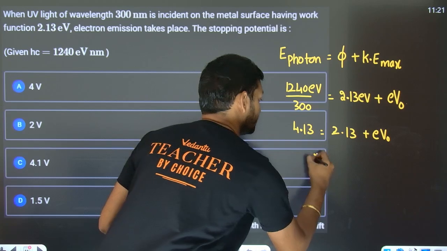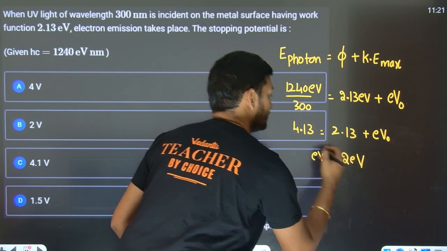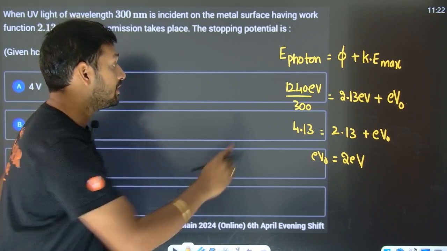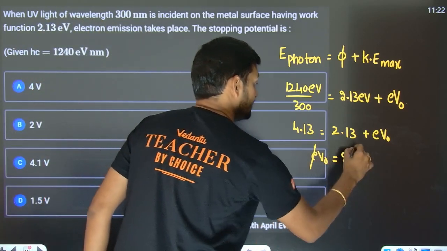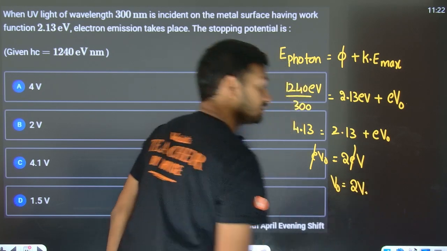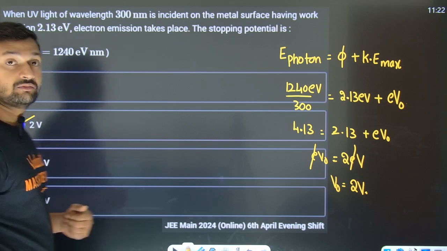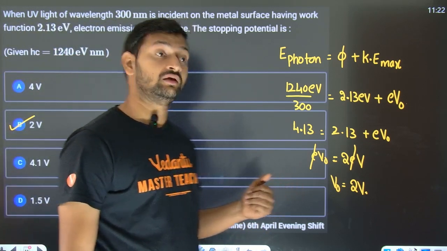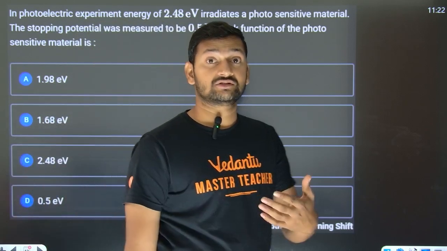So from here, eV naught is 2 electron volt, because 4.13 electron volt minus 2.13 electron volt will give you 2 electron volt. e and e can be cancelled out. So from here, what is the stopping potential? Stopping potential is 2 V. Okay. Look at this chapter's questions.